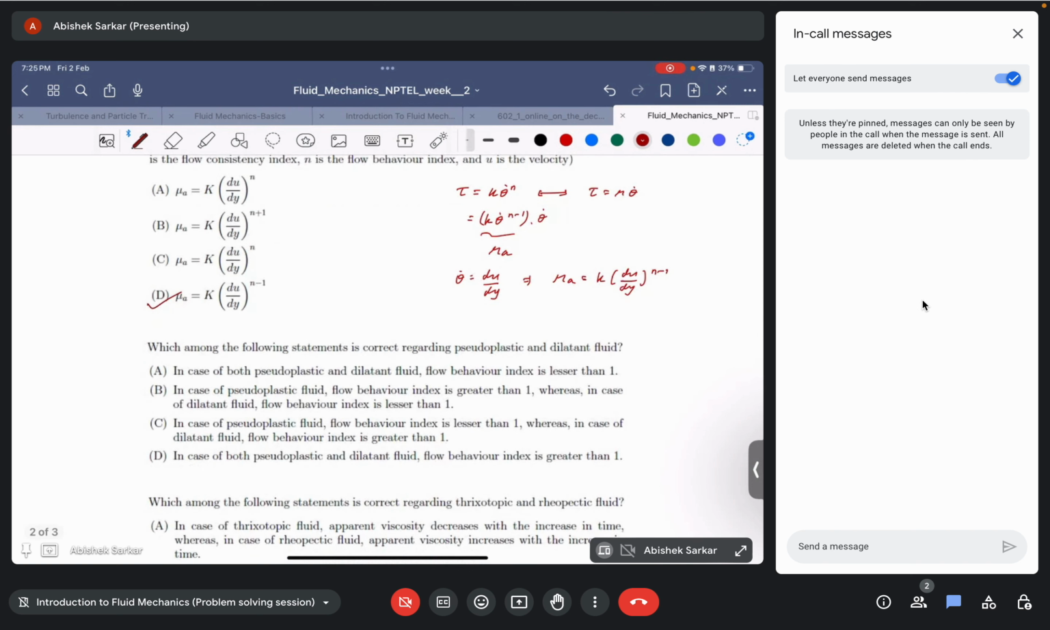Next question is again very simple. There is nothing to it, it's just a conceptual question. Which of the following statements is correct regarding pseudoplastic and dilatant fluids? I'll just give you the answer, because we just saw this in the case of non-Newtonian fluids. The correct answer would be option C: in the case of pseudoplastic fluid, the flow behavior index is less than 1, whereas in the case of dilatant fluid, the flow behavior index is greater than 1.